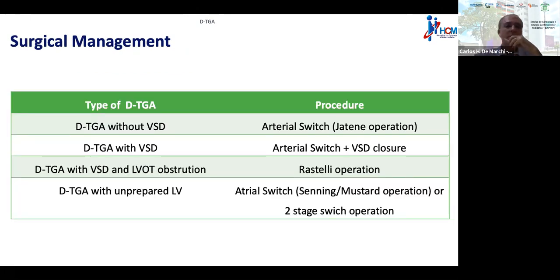Okay, surgical management. It's different depending on the type of the DTGA. DTGA without VSD, arterial switch. In Brazil, you say Jatene operation. DTGA with VSD, arterial switch plus VSD closure. DTGA with VSD and left ventricle outflow tract obstruction, Rastelli operation. DTGA with unprepared left ventricle, atrial switch, Senning or Mustard operation, or two-stage switch operation.